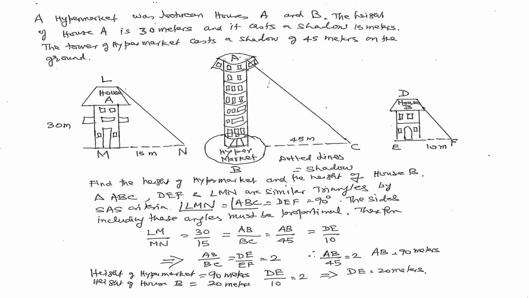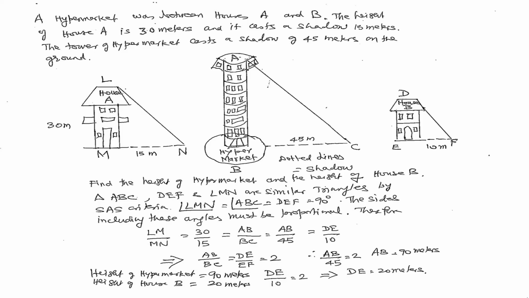Here, a hypermarket was between houses A and B. The height of house A is 30 meters and it casts a shadow of 15 meters. The tower of the hypermarket casts a shadow of 45 meters on the ground.